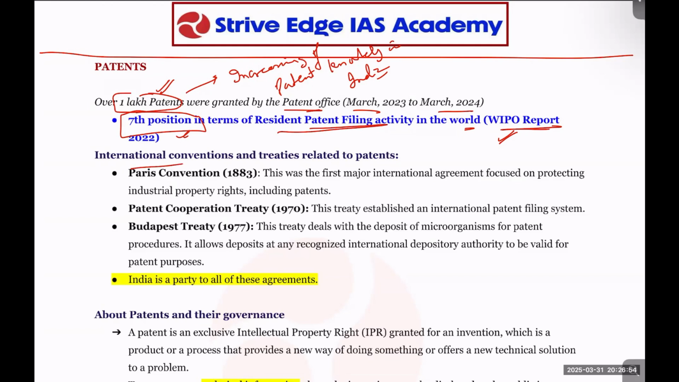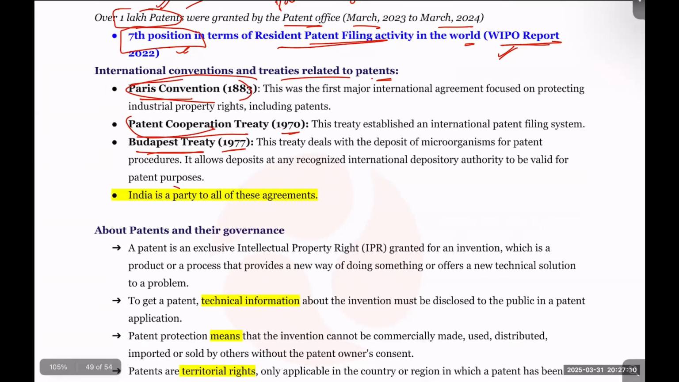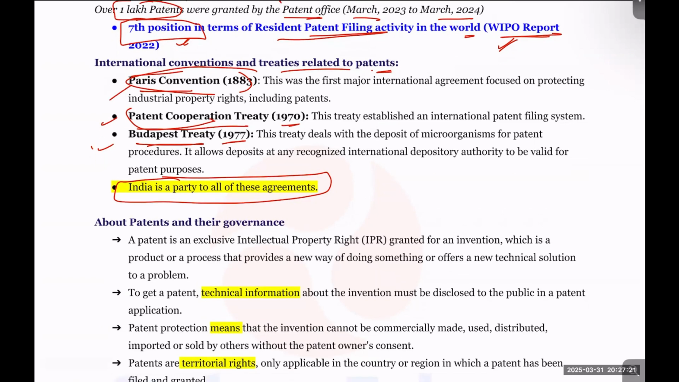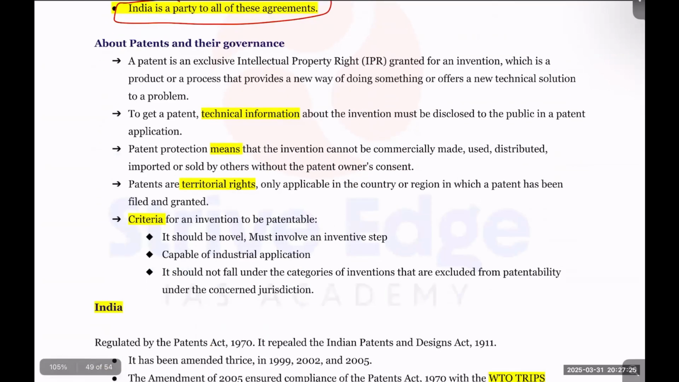Now, the international conventions and treaties related to patents are the Paris Convention, the Patent Cooperation Treaty of 1970, and the Budapest Treaty of 1977. You should remember only the names of these conventions, and you should also remember that India is a party to all of these agreements, be it Budapest, the Patent Cooperation Treaty, or the Paris Convention. India is a party to all three. Now, what is a patent and how is it governed in India?